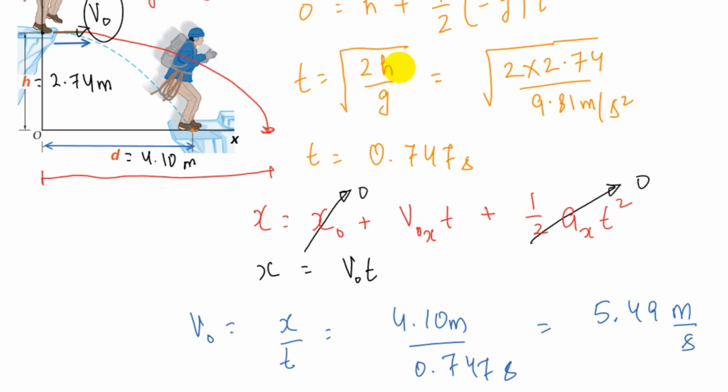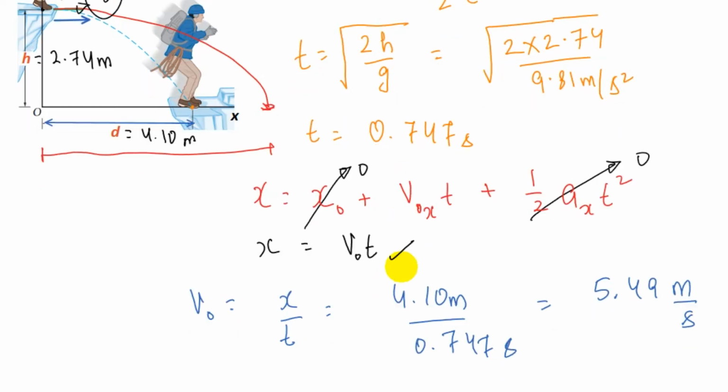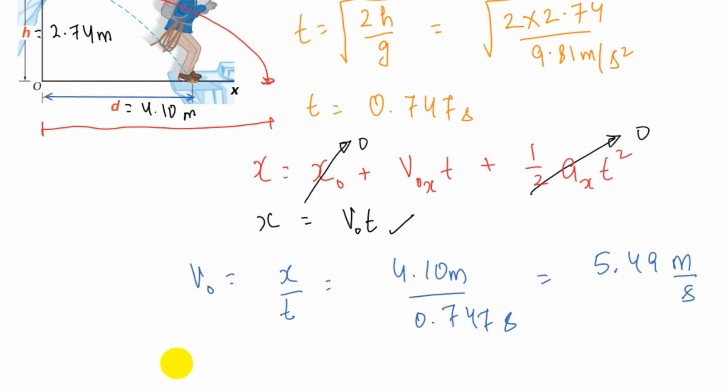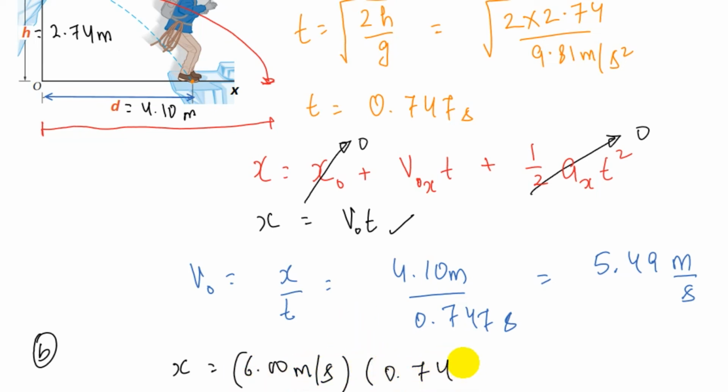Time is under root 2 times h over g. There is no component or value of v naught here. So if v naught is increased, time will remain the same. So we can use this equation to find our answer. This is the B part here. x will be v naught, which we are given to be 6.00 meter per second, multiplied by the time, 0.747. Time remains the same, and that will equal 4.48 meter.